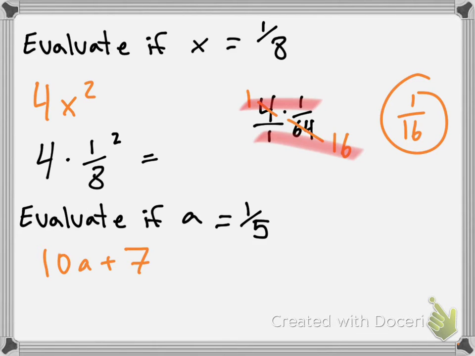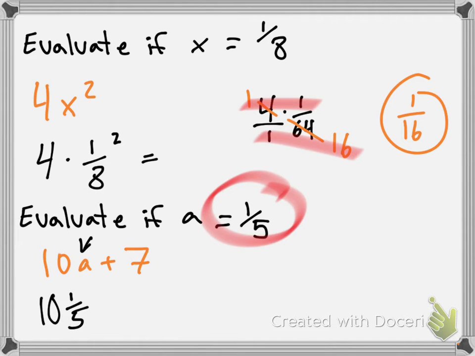Same thing here. I'm going to plug in my A for here. Does that mean it's going to be 10 and 1/5? Does that mean I'm just going to put 10 and 1/5 as my answer plus 7? So I'm going to get 17 and 1/5? No, I'm multiplying. So it's going to be 10 times 1/5. Remember, make them both into fractions. Cross cancel if possible. And solve.